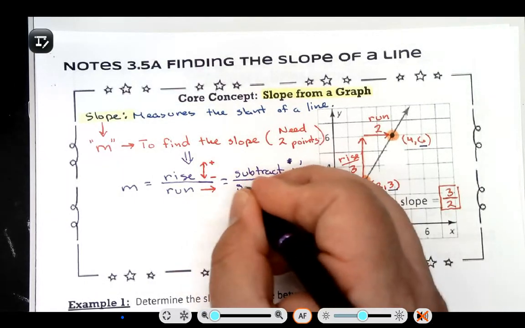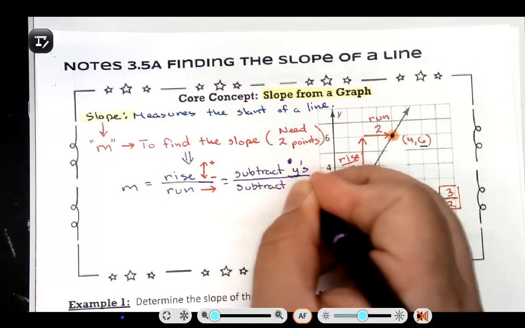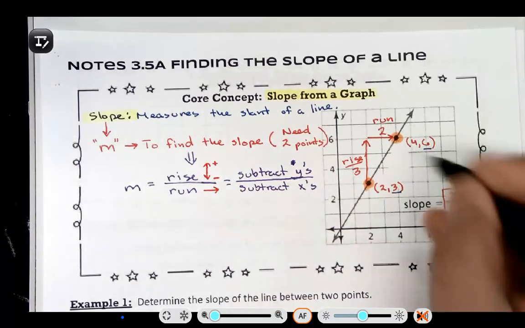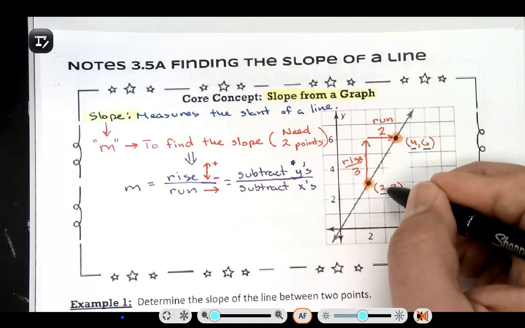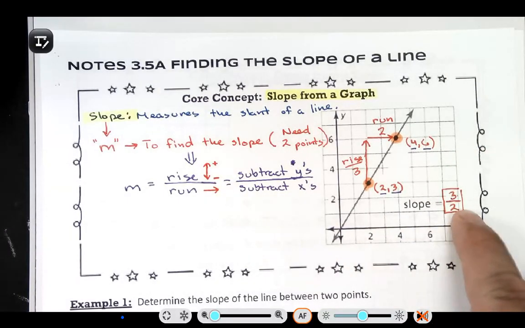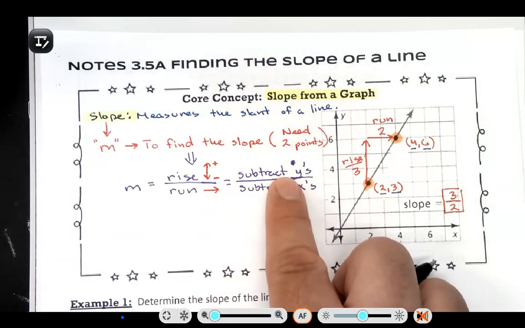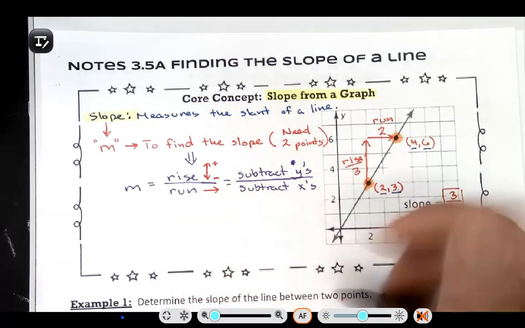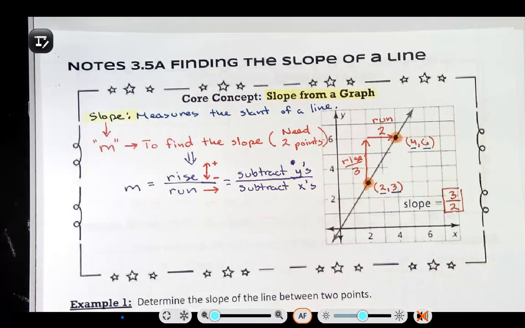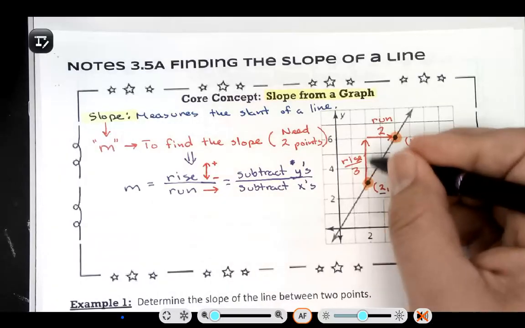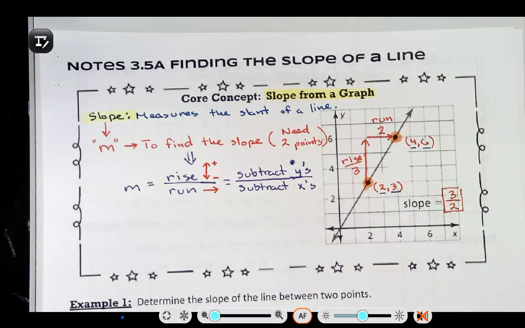Or for the bottom, I am going to subtract my x's. So here are my x's, the 4 and the 2. 4, subtract the 2, there's the 2 underneath. So we can use it algebraically, right? We can do a little bit of math using subtraction, or we can just count the spaces. You just have to be very careful when you do your counting. You're not counting lines, you're counting the spaces in between. Just keep that in mind.